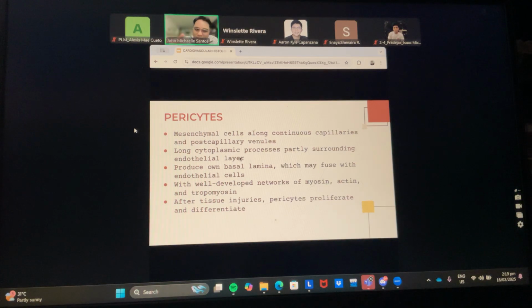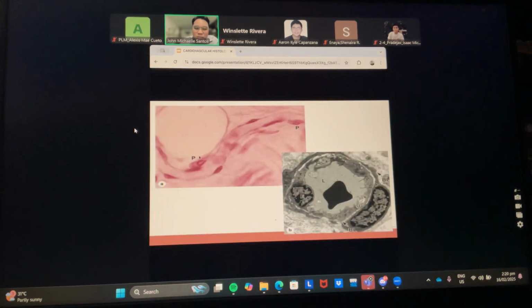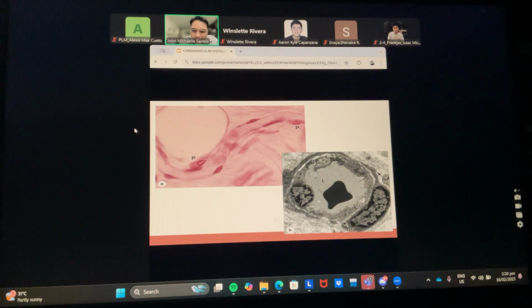Since pericytes, peri means surrounding your endothelium, okay? Or your capillaries. These are those. So this is a capillary, or this one, an electron micrograph. This is your capillary, okay? These are your pericytes. This one. This is the basal lamina of your capillary.